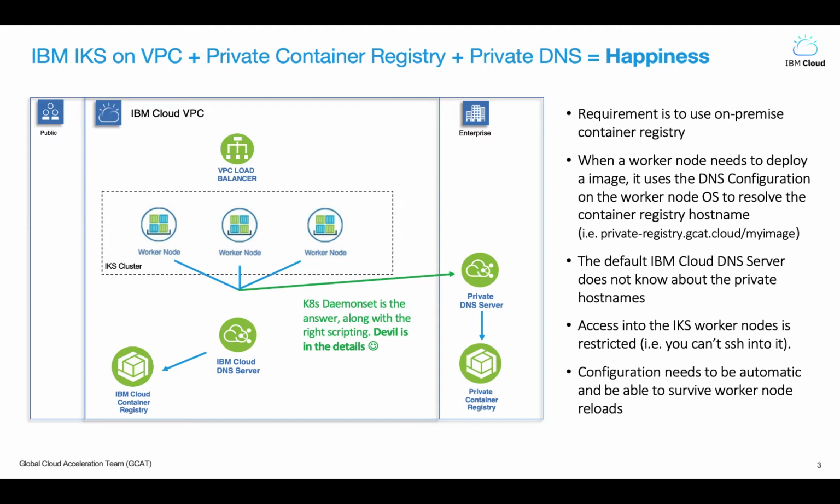So let's take a look at how we could use a Kubernetes daemon set to do some worker node reconfiguration and have it point to our private DNS server, and as a result, when it needs to load images from the private container registry, it knows how to get to it. So let's switch to the demo here.